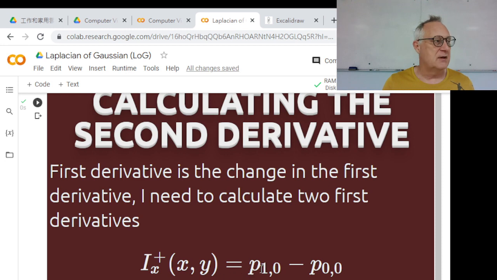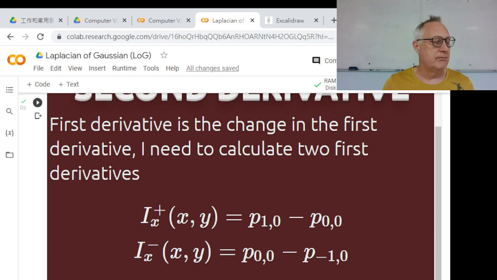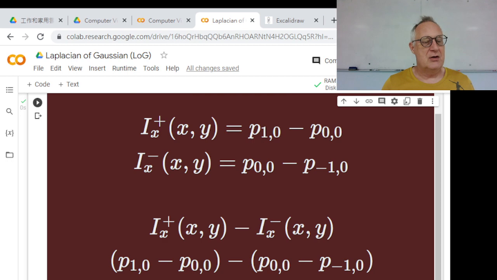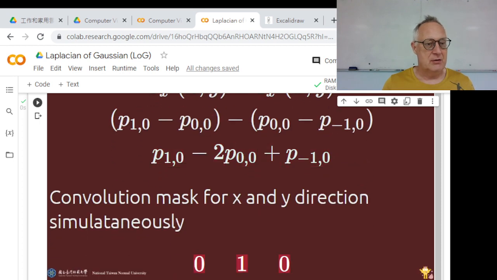So we calculate the first derivative in x in the positive direction, P10 minus P00, and in the left direction, P00 minus P-10. Now I need to look at the difference between those two. So I get P10 minus P00 minus P00 minus P-10. So that ends up with this equation. Now I can apply the same idea for the vertical, and in that case I end up with this convolution mask, which allows me to calculate the second order, the second derivative response of the image.